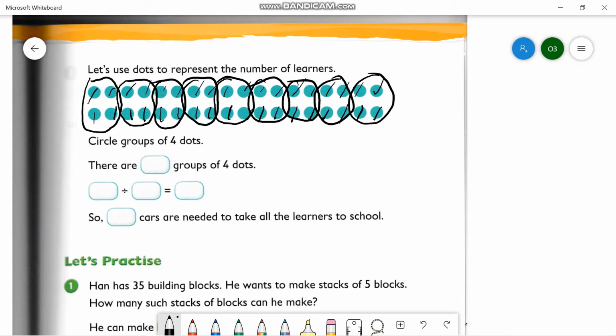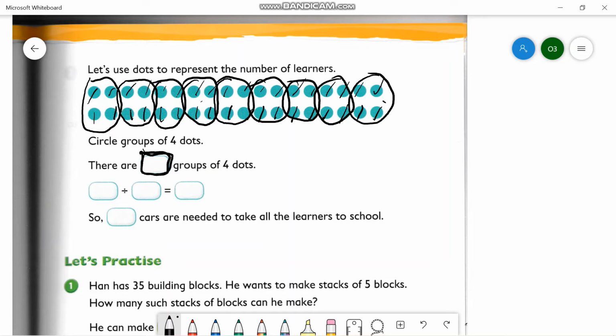Okay, so there are how many groups of 4 dots? So you have to count this. 1, 2, 3, 4, and then you have to write it here. It's not only 4, okay? I just stopped here, but you have to continue counting up to here. Then you have to write your answer here in this box. And then write the division sentence.